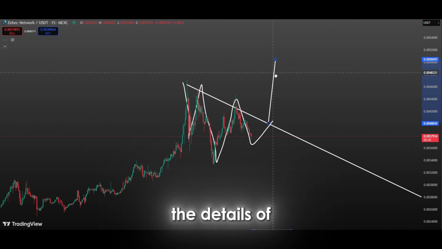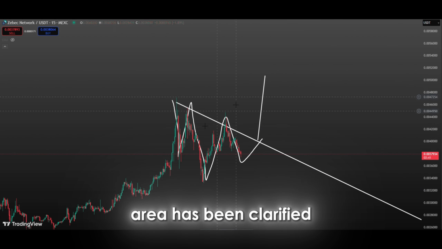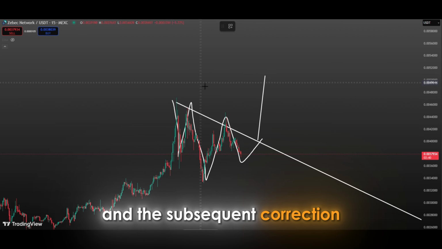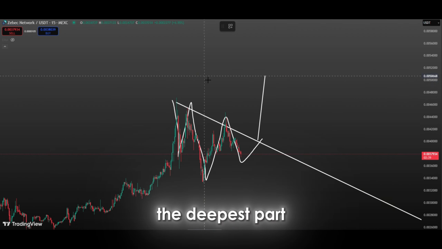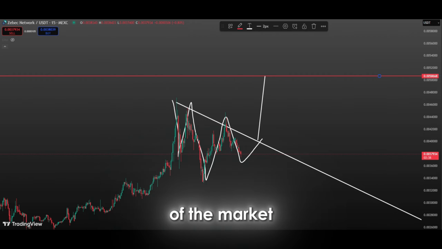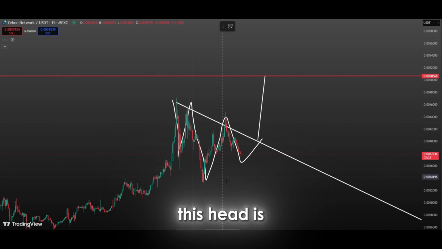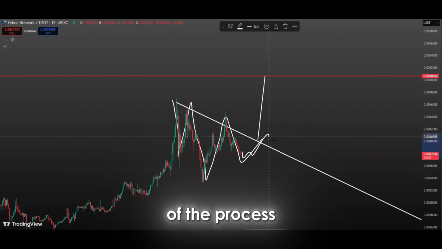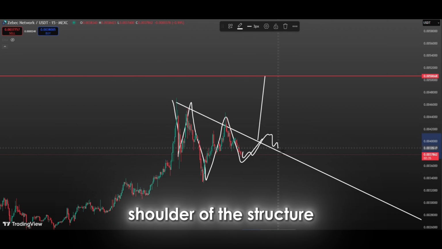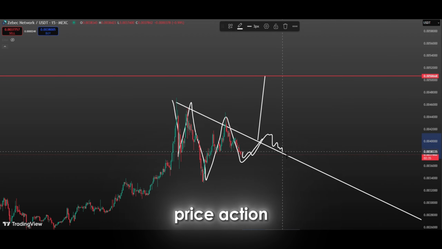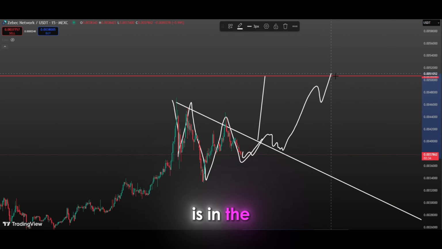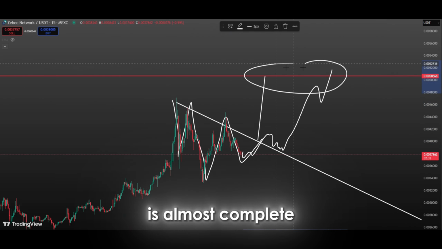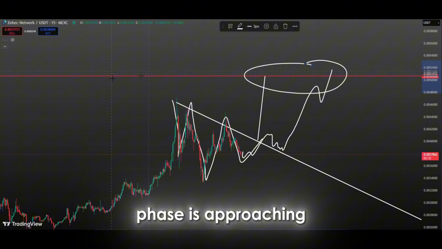Drilling down into the details of the pattern, the left shoulder area has been clarified by the initial rebound after the decline and the subsequent correction. The head is the deepest part of the pattern, marking the low of the market at that time. This head is usually formed by a sharp decline, and the subsequent rise is the beginning of the process towards the right shoulder of the structure. At the moment, price action shows that the right shoulder is in the process of forming. This indicates that the H&S pattern is almost complete, and the breakout phase is approaching.